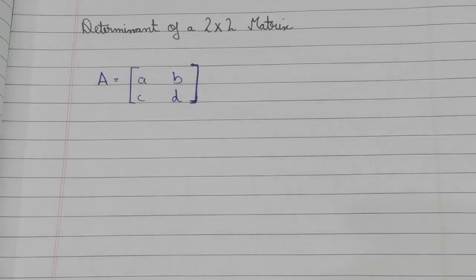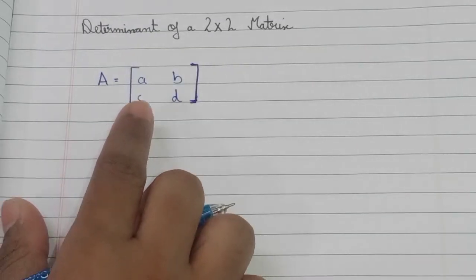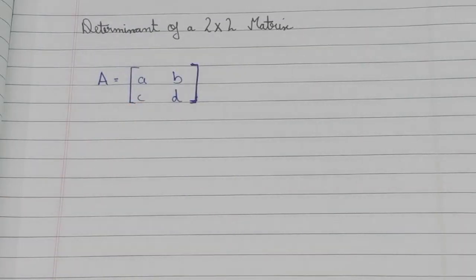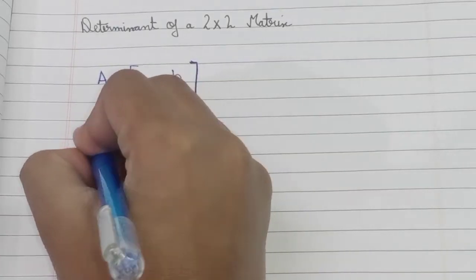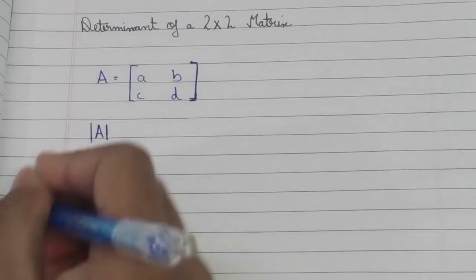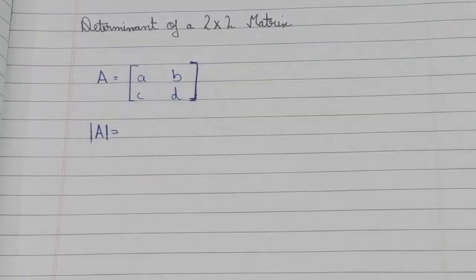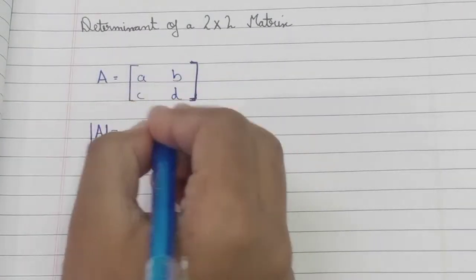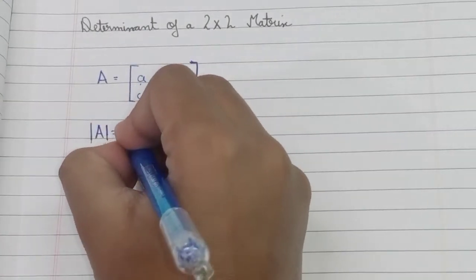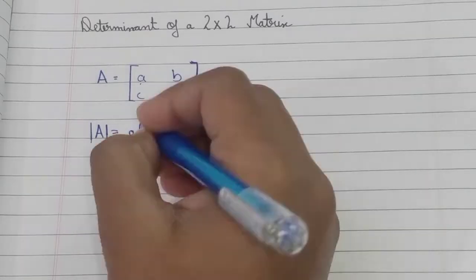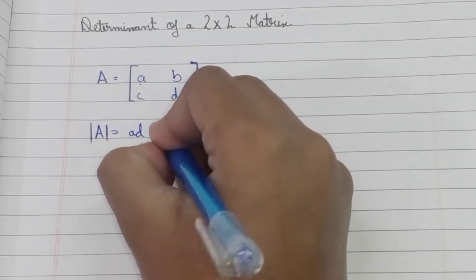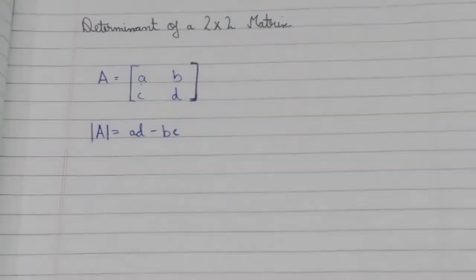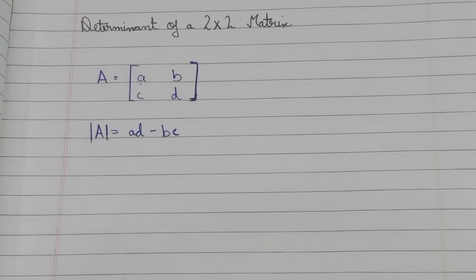Let's say we have a 2 by 2 matrix A equals [a b; c d]. The determinant of this is written with absolute value bars. For solving that we cross multiply, so a into d, that's ad, minus b into c. So this is the value of the determinant of a 2 by 2 matrix. Now let's see some examples.